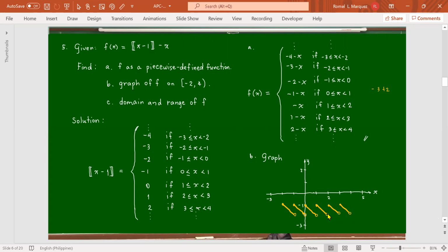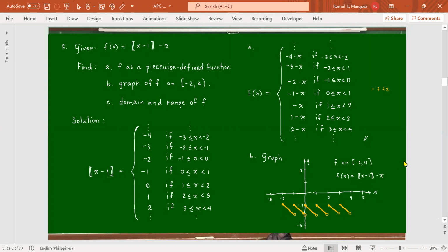Okay. That's it. Well, see the graph, guys? So this is 4, no? Up to 4. But 4 is not included, no? We want from negative 2 to less than 4. Is this clear now, guys? F on negative 2 to 4. Okay? So that's the graph of that. Any question, children?